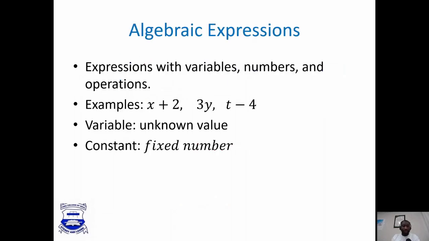What is an algebraic expression? An expression with variables, numbers, and operations is called an algebraic expression. Just as we mentioned, x plus 2, 3y, t minus 4 is an expression. Any algebraic expression contains a variable. The variables are the unknowns, like a t, an x, or a y. Any letter is what? A variable. The constants are the fixed numbers. If I see just a 5, that is a constant, right?